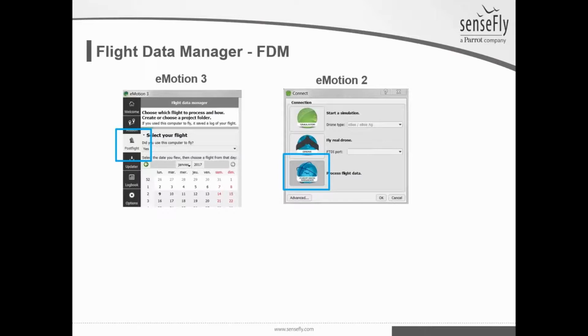Good. So Flight Data Manager, FDM. In eMotion 3, you find it under post-flight, and it takes you to Flight Data Manager. And in eMotion 2, you find it in the connection window, and it's called Flight Data Manager, Process Flight Data.